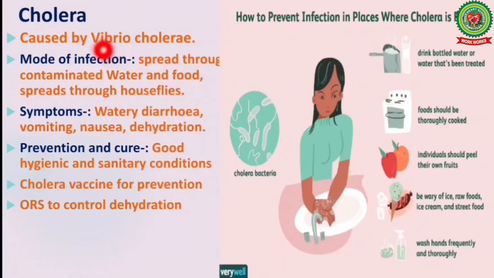Now, talking about cholera. It is caused by a bacteria that is Vibrio cholerae. Mode of infection: it spreads through contaminated water and food that spreads through houseflies. Houseflies are the carriers. Similarly, the way we discussed about typhoid. Symptoms: watery diarrhea, vomiting, nausea, dehydration. What is the prevention and cure? Good hygienic and sanitary conditions. Cholera vaccine for prevention. ORS is oral rehydration solution to control dehydration.